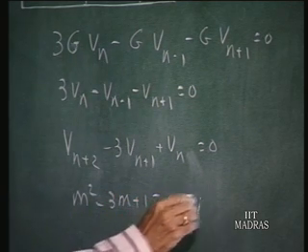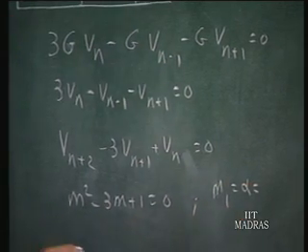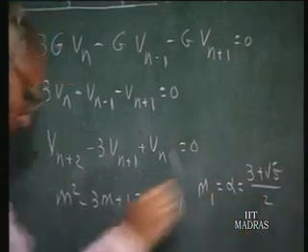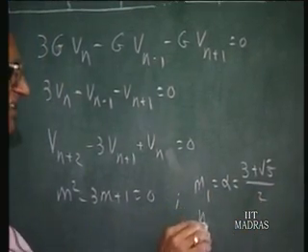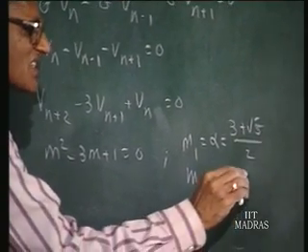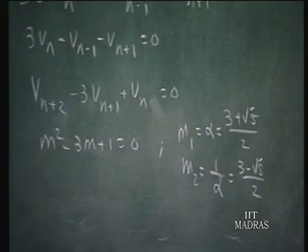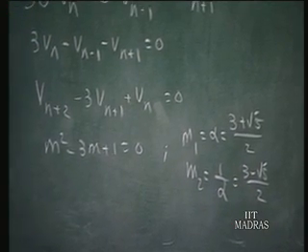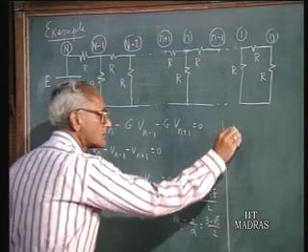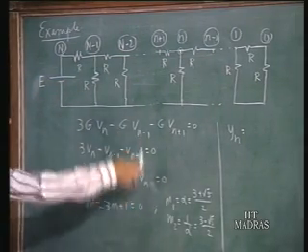The roots are these. M1 equals, let us say, alpha, which I will write as 3 plus root 5 upon 2, and M2, which turns out to be 1 over alpha, which is 3 minus root 5 upon 2. So these are the two roots of the auxiliary equation. Therefore the complementary solution for that will turn out to be, and that is the whole solution, because there is no particular solution, because there is no forcing function.